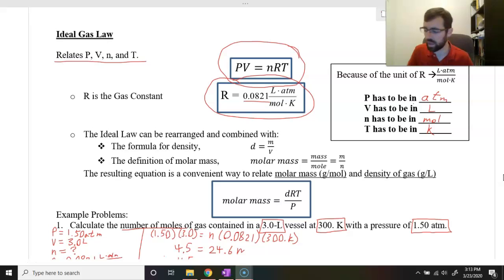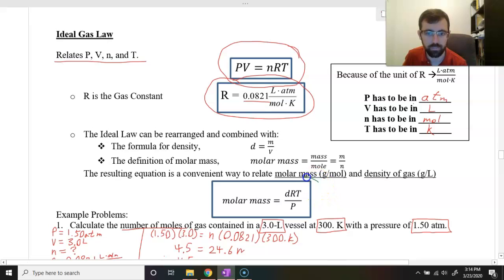So if you look at these notes, we've got this section right here we mentioned in the last video. It says the ideal gas law can be rearranged and combined with the formula of density and the definition of molar mass. So density is mass over volume. Molar mass is mass over moles. We could go through the whole derivation of this, but when you combine those together with the ideal gas law and eliminate the variables that get canceled out, you end up with this formula.